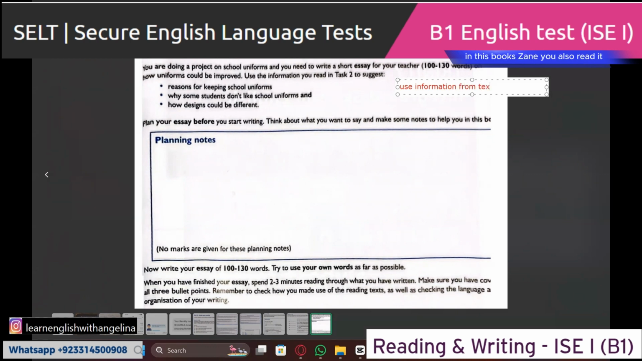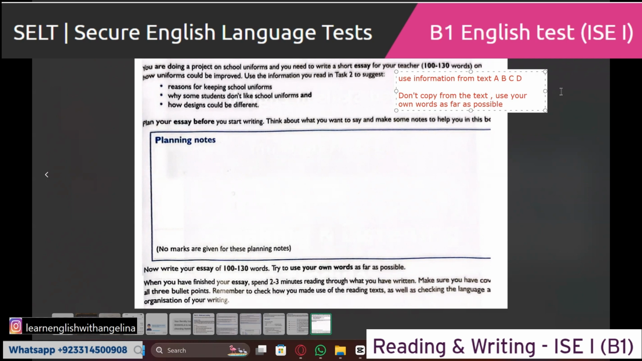Zain, you also read it? You are doing a project on school uniform and you need to write a short essay for your teacher, 130 words on how uniform could be improved. Use the information you read in task 2. Suggest reasons for keeping school uniform, why some students don't like the school uniform, and how designs could be different. Plan your essay before you start writing. Think about what you want to say and make some notes to help you in this.